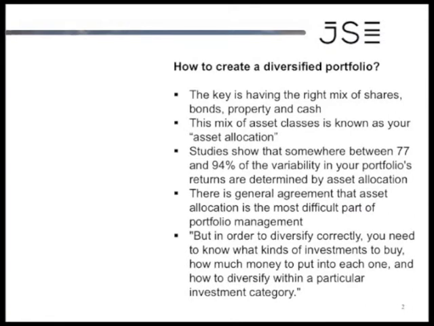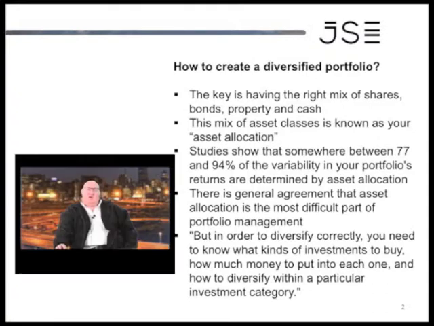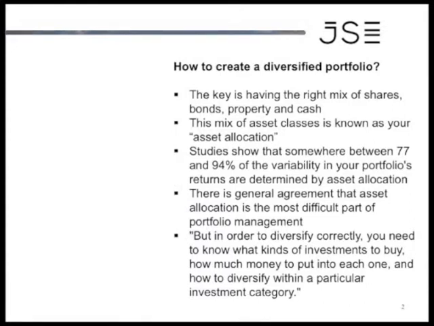A lot of studies out there show that between 77 and 94%, so the vast majority of your portfolio's returns are determined by what asset class you're in, not necessarily what stocks you pick. There's general agreement that this is potentially the hardest part of creating a portfolio, and that the stock picking side is actually a lot easier.